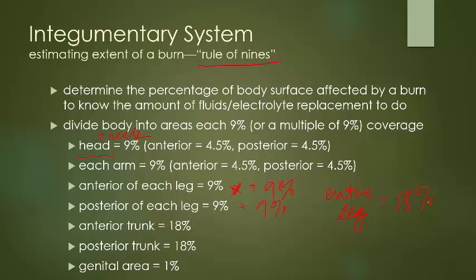The anterior surface of the trunk is like two anterior surfaces of a leg. They're 18% as well. The posterior of the trunk, 18%. So if you add all that up, you should equal 99%, leaving the genital region to be about 1% of the body. And so on the exam, I want you to expect to have to determine how much of the body is affected by a burn.